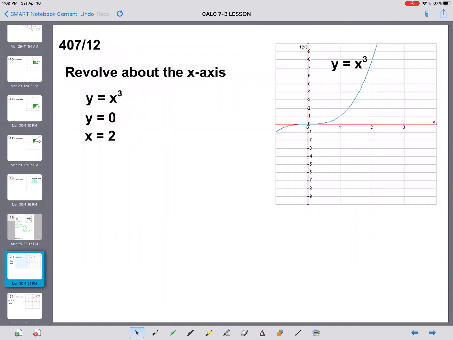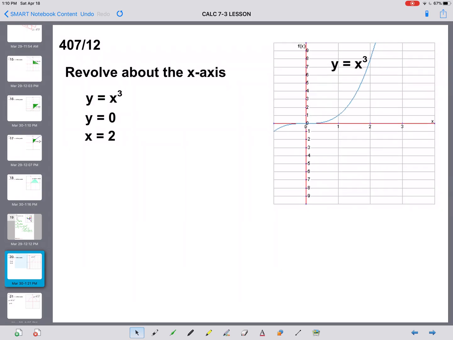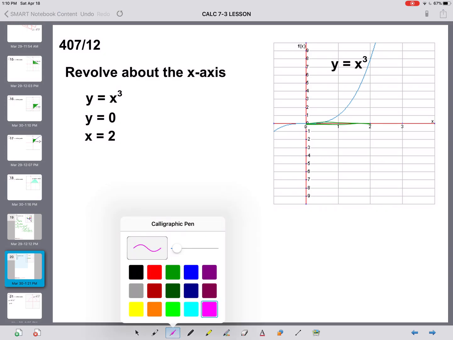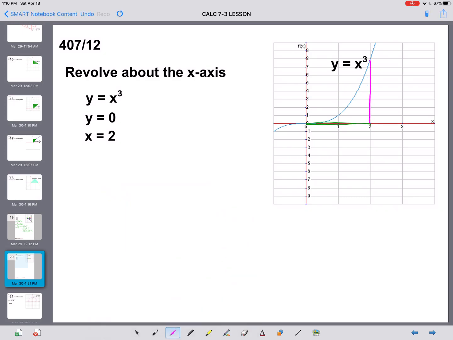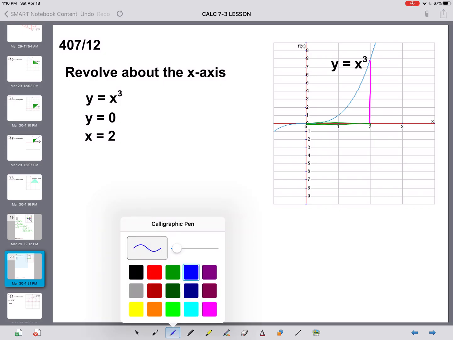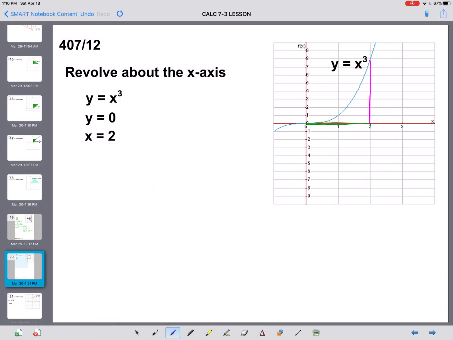Number 12. Again, look at our 3 equations that we have. We've got the curve, x cubed. We've got y equals 0. Again, that's the x-axis right here. Okay, that's right there. And then, of course, we got x equals 2. There it is. Okay, let's try and sketch that a little bit for you.